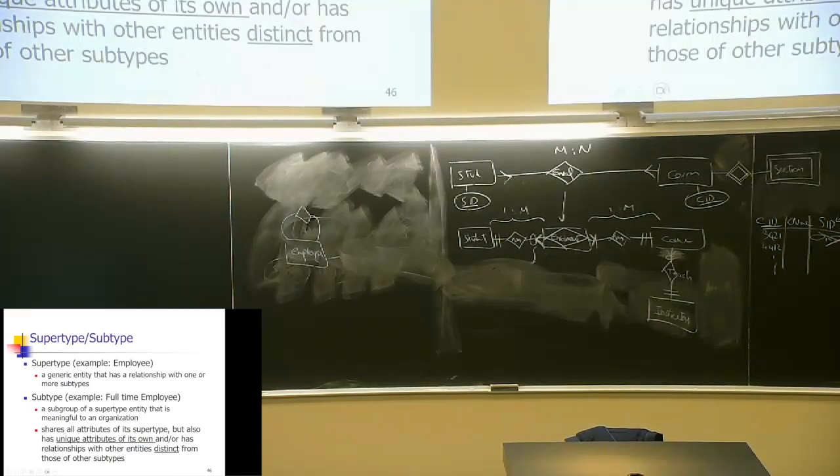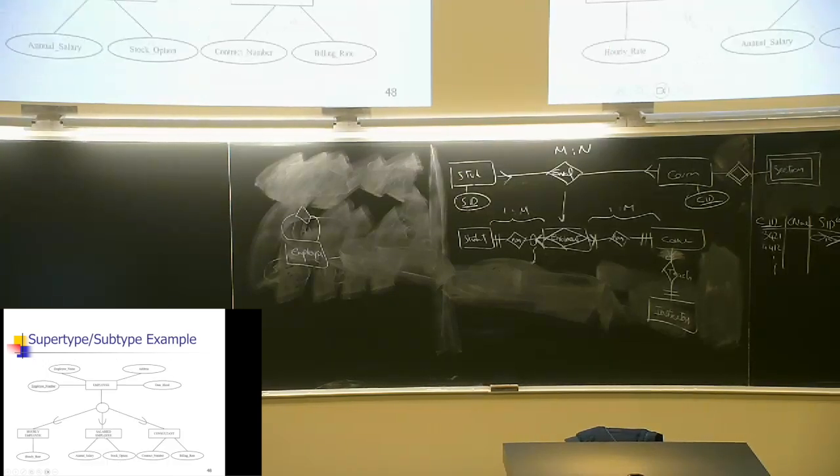Okay, they share all attributes of their supertype. This is clear, right? But each also has unique attributes of its own and has a relationship with other entities distinct from those of other subtypes. For example, salaried employees, we didn't have the example in the slide, but salaried employees may have a relationship with some other entities. But hourly employees do not have that relationship with other entities, right? So each of these subtypes represents an entity, and they can have their own relationship with other entities.